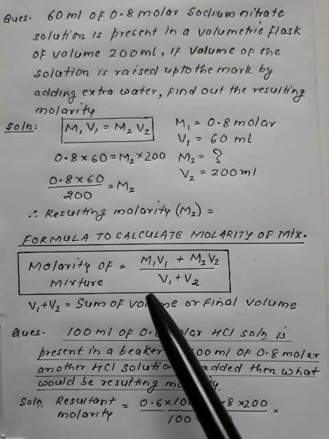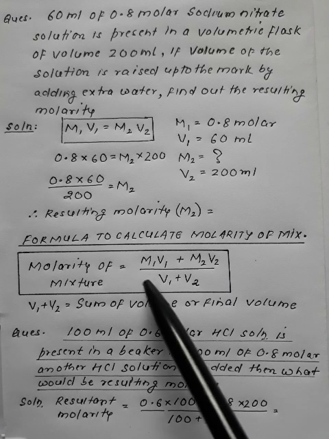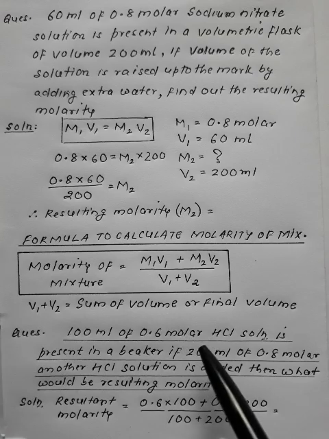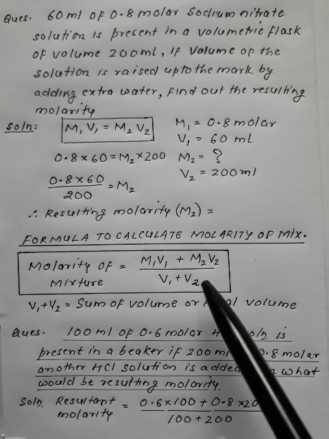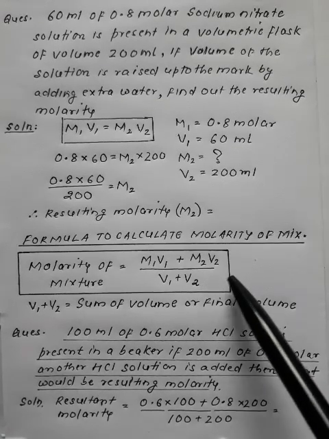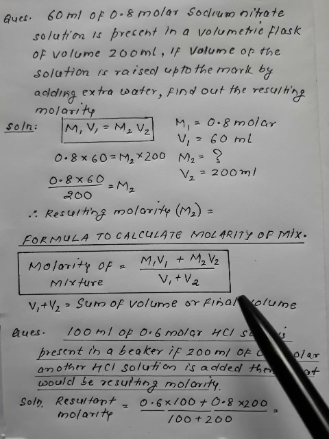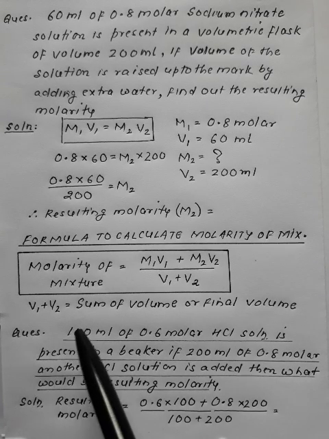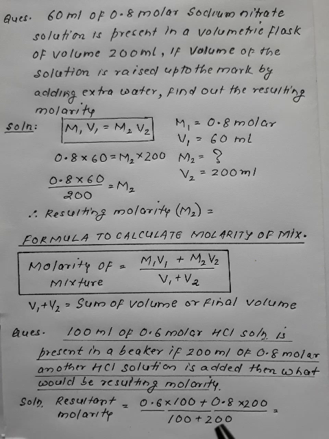What is M1? It is the molarity of solution 1. What is V1? It is the volume of solution 1. What is M2? It is the molarity of solution 2. What is V2? It is the volume of solution 2. And what is V1 plus V2? V1 plus V2 is termed as the sum of the volumes, or the final volume.